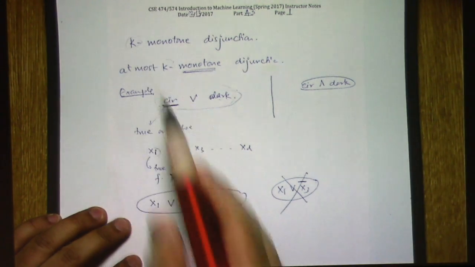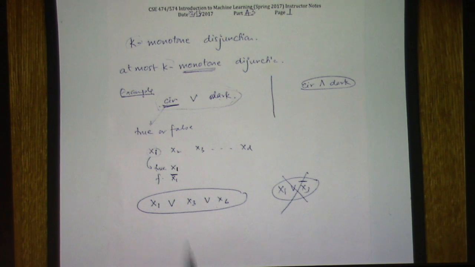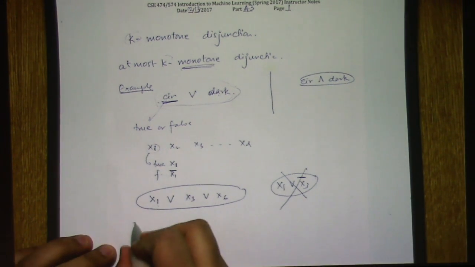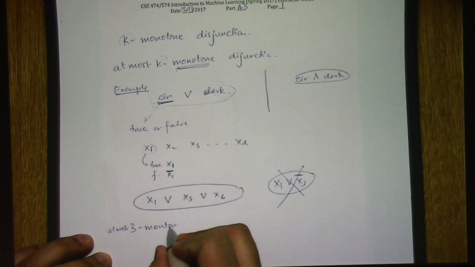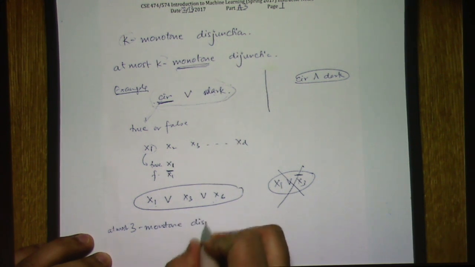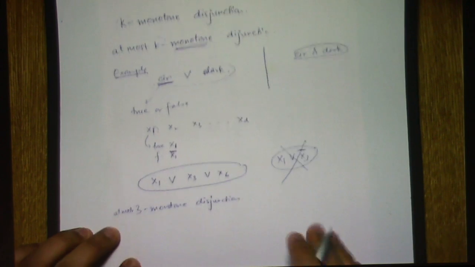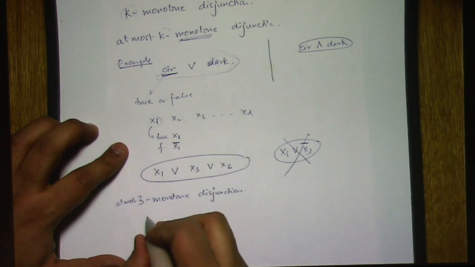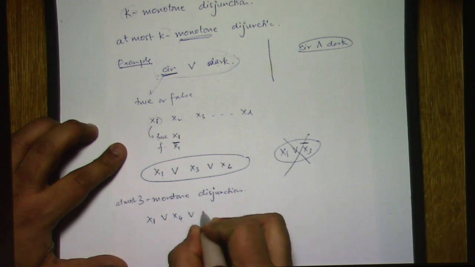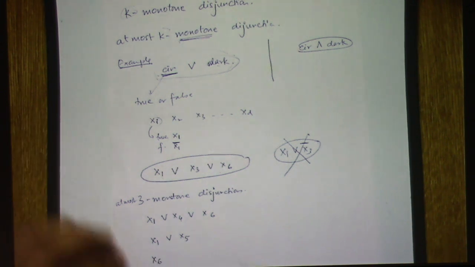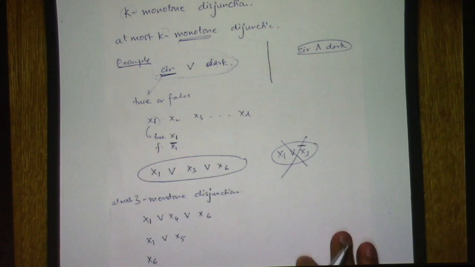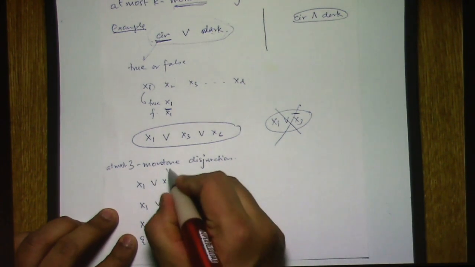Then there's the notion of k. K means that you can have k features here, so this is like 3 features. At most k means you can have k or fewer. Let's say we want to define at most 3 monotone disjunctions. Some of the valid disjunctions of at most 3 would be x1 or x4 or x6, x1 or x5, just x6, or nothing at all. These are all valid.